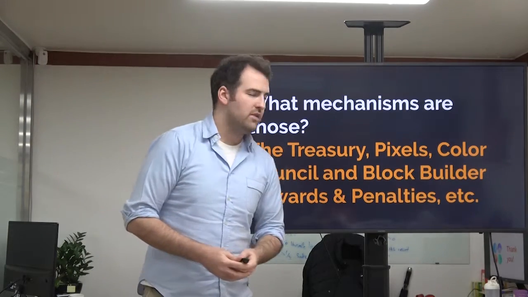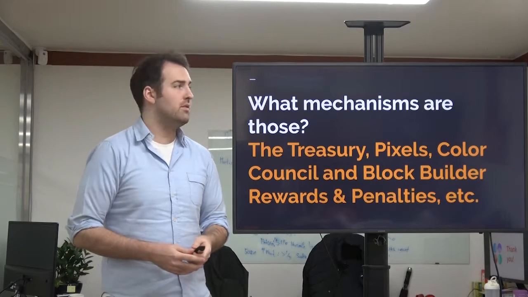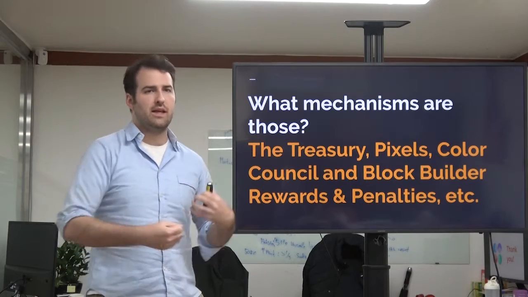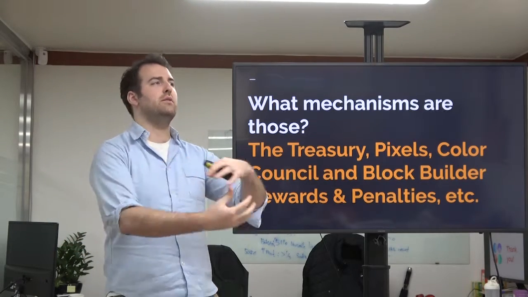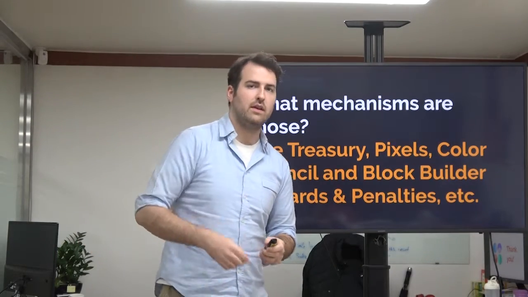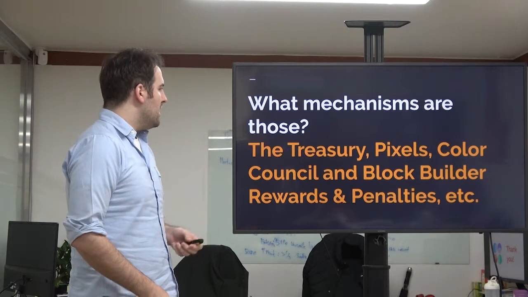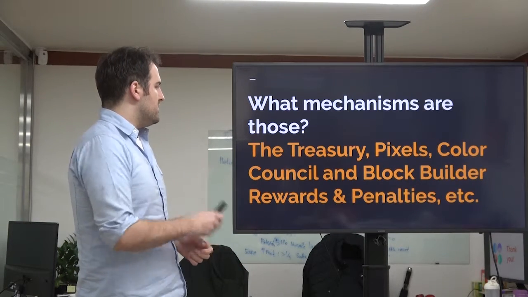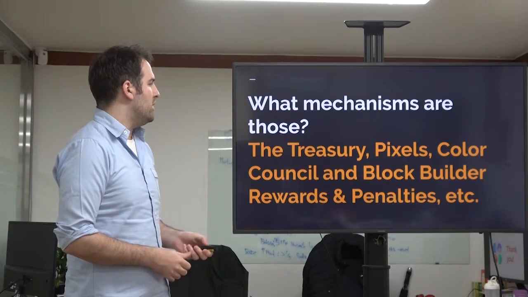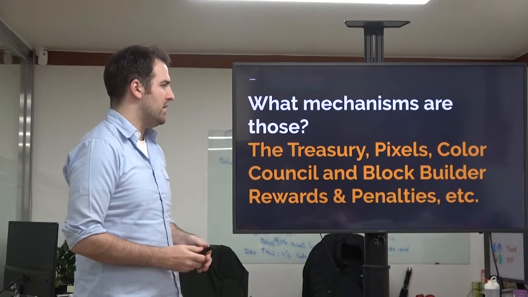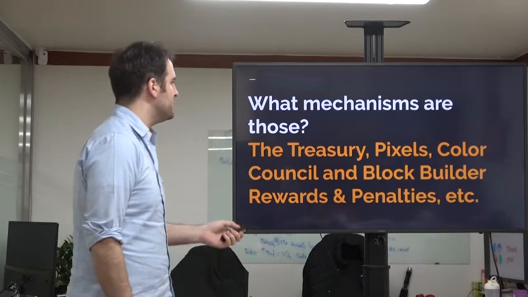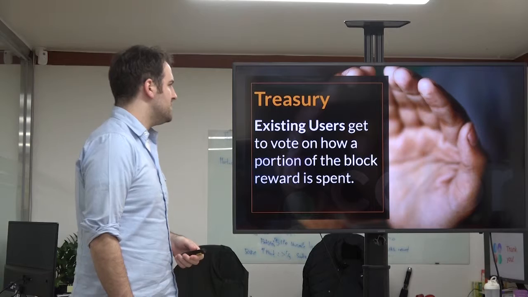Pixels, which if you've read our white paper or been following us for a while, you know about, consist of really the core element that gets our ecosystem moving, that keeps people engaged, etc. And we'll be having a future presentation on that as well. And the Color Council, Block Builder rewards and penalties, all of these we'll explain, but they have to do with other parts of the ecosystem and where the rewards are being sent to. So, first things first, treasury.